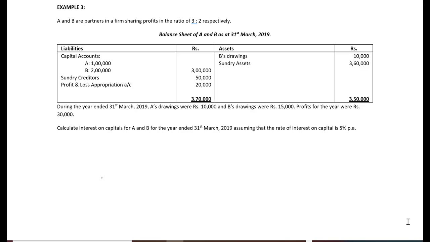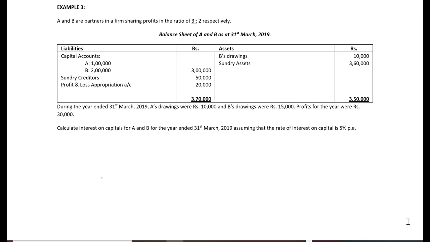Next, example 3. A and B are partners in a firm sharing profits in the ratio of 3:2. The balance sheet of A and B is given as at 31st March 2019. The capital account balances of A and B is given. For A it's 1 lakh and for B it's rupees 2 lakh.